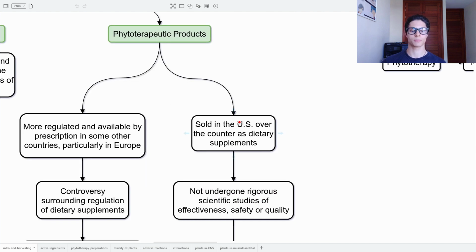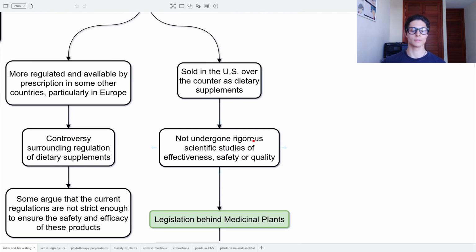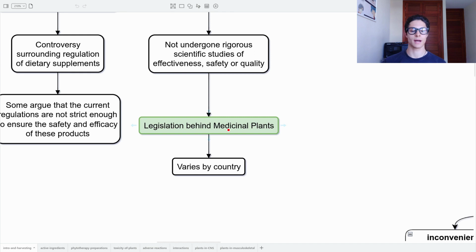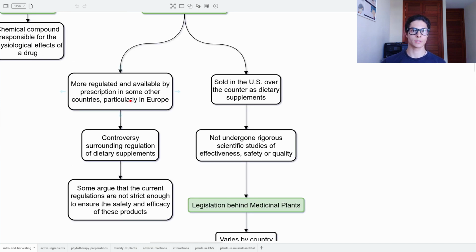And these phytotherapeutic products are sold in the US over the counter as dietary supplements, as you can see. They have not undergone rigorous scientific studies of effectiveness, safety, or quality. So the legislation behind the medicinal plants, as you can see, varies by each country. Here in Europe, we tend to be more strict than in the US.